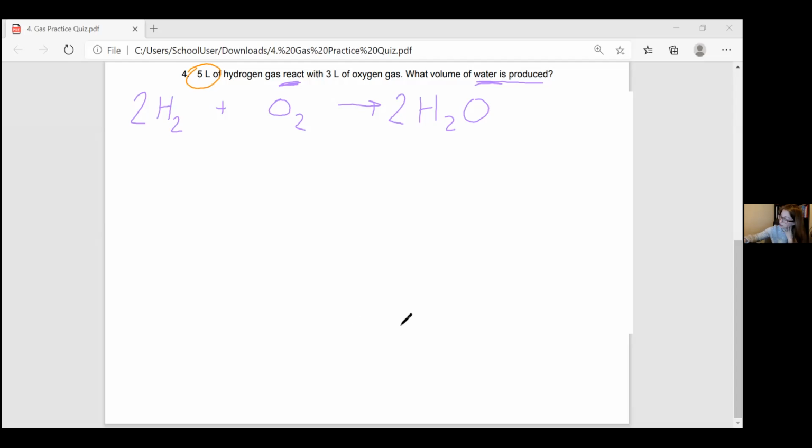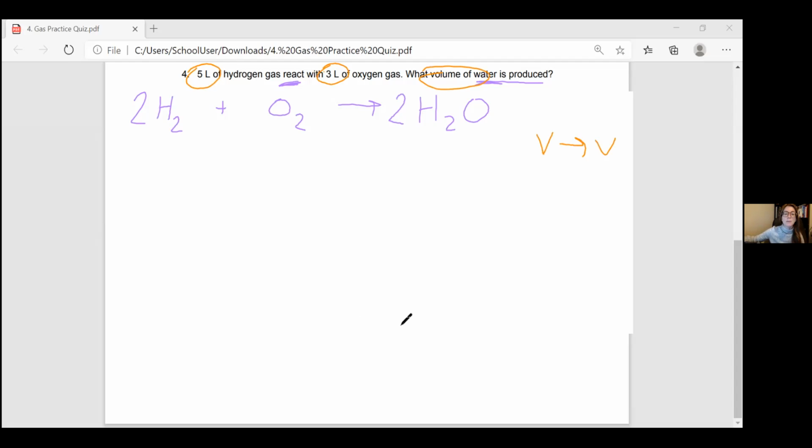5 liters of the hydrogen, 3 liters of the oxygen. So that's information about both reactants. And they also want volume of water. So we're given a volume, we want a volume. That's how we know this is a volume to volume problem. That means I don't have to find moles. I don't need a pressure. I don't even have a pressure or temperature. I couldn't find moles if I wanted to. Volume to volume means we can just use the volumes.